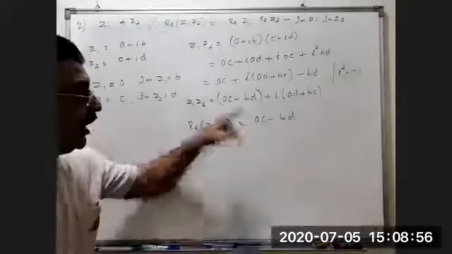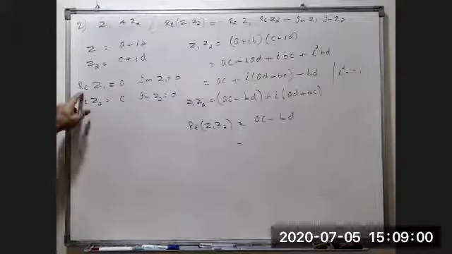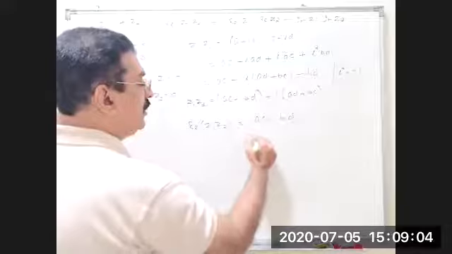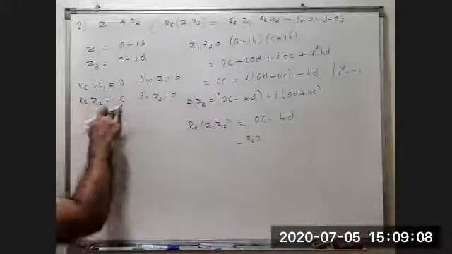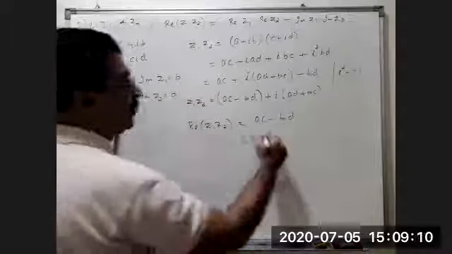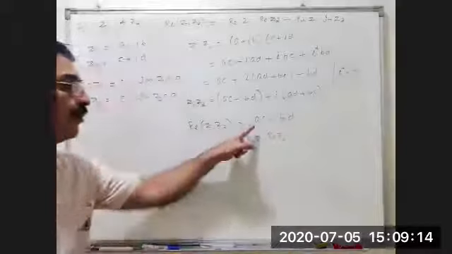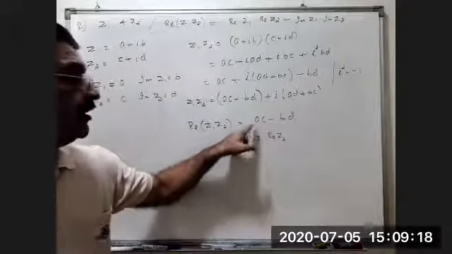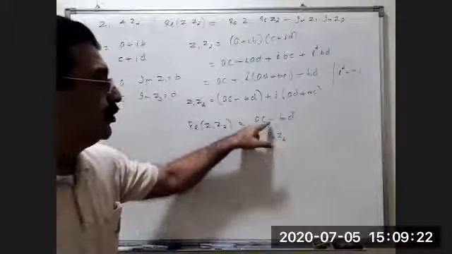Now, what is A? From this, we know A is the real part of Z1. So AC: A is the real part of Z1, multiplied by C. What about C? C is the real part of Z2. So A multiplied by C is nothing but the product of the real part of Z1 and the real part of Z2.